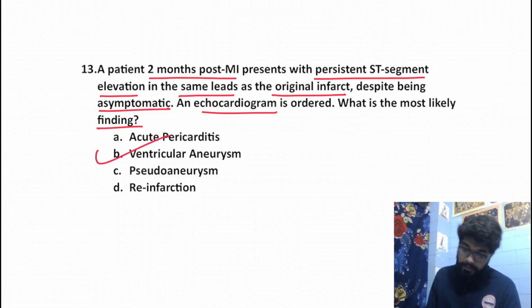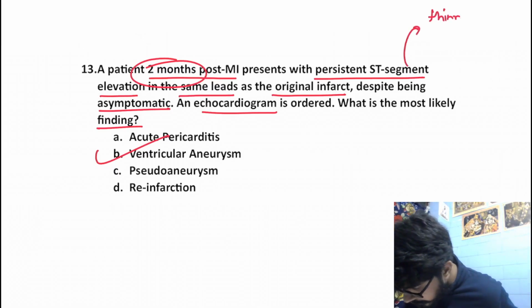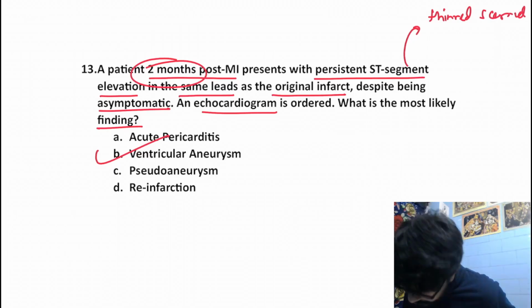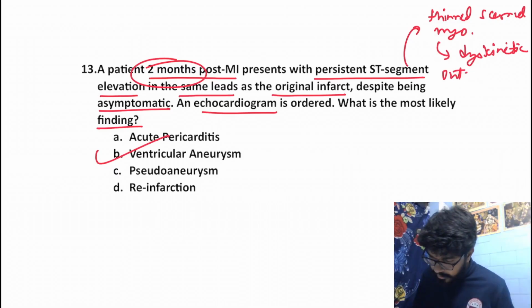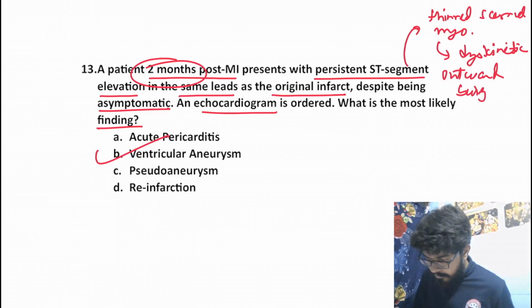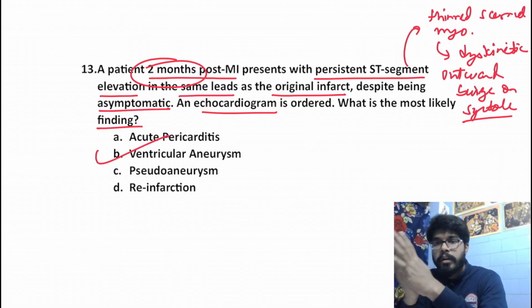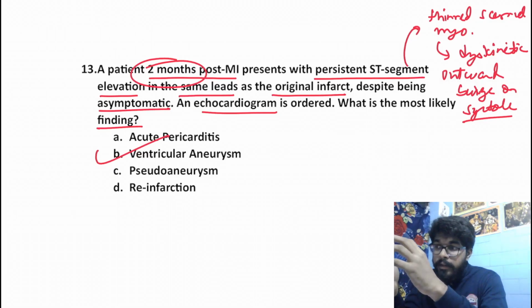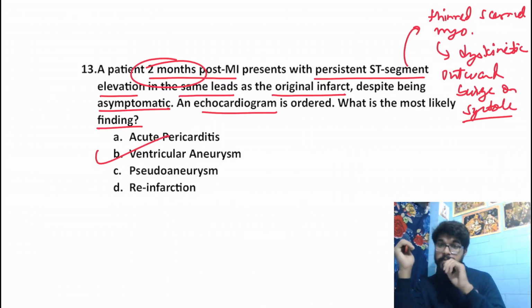It is ventricular aneurysm. First of all, it is after 2 months, and this persistently elevated ST segment is due to the thin scarred myocardium, right, which causes a dyskinetic, outward bulge on systole. Since the myocardium is thinned out, whenever there is a systole, that would push that part out, leading to formation of this ventricular aneurysm.